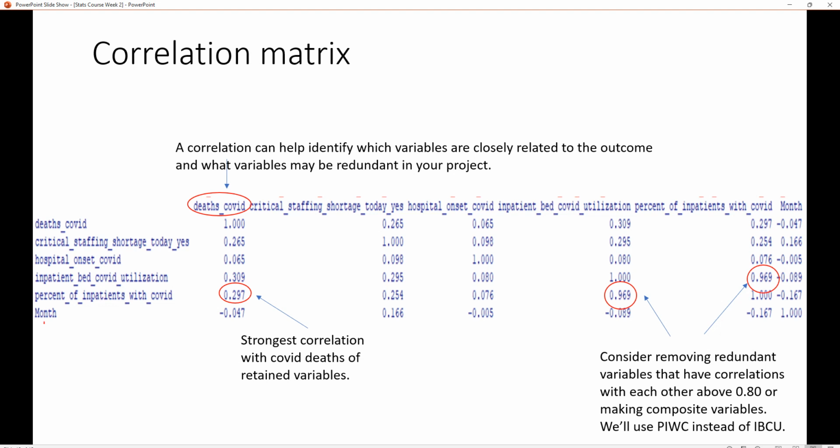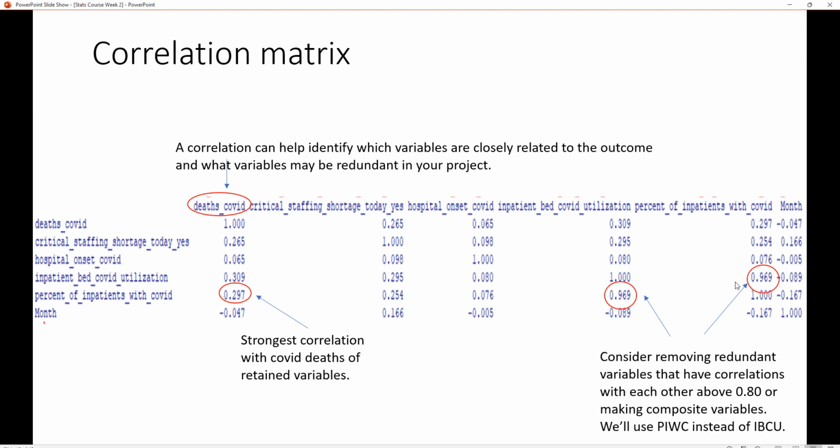To make our analysis more efficient and to give it more power in other studies, we should consider removing one of these two variables from the analysis. When we go down a row to the percent of inpatients with COVID and scroll across, we look for that second variable in the relationship, and that's the third column from the end.